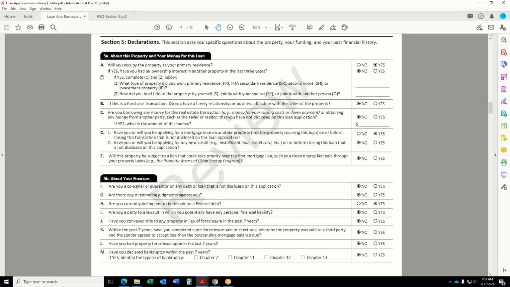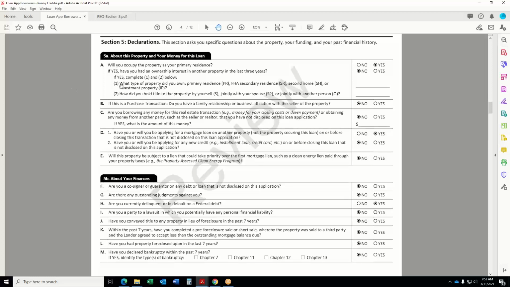So the very first one is very similar but has slightly changed. So will you occupy the property as your primary residence? So yes. Then what has changed slightly is, if yes, have you had an ownership interest in another property in the last 3 years? So for example, if we're refinancing and that is the only real estate that the borrower owns, this would be yes, and no if they don't own any other real estate. So just a slight change for us.